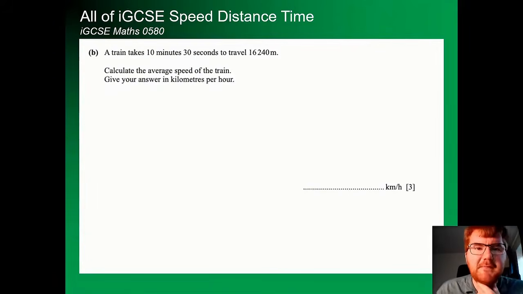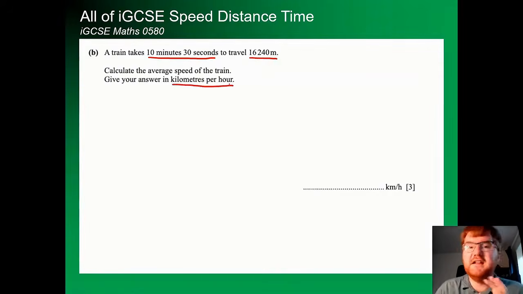a train takes 10 minutes and 30 seconds to travel 16,240 meters. Notice the units here, seconds and meters, and we want the average speed of the train in kilometers per hour. I've said sometimes they want you to transfer between meters per second and kilometers per hour. Now, some people here just learn the rule off by heart to convert between it. What I find is students often forget that during the exam.